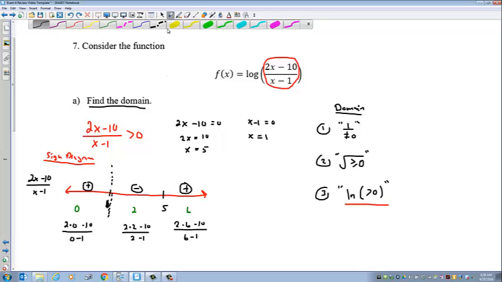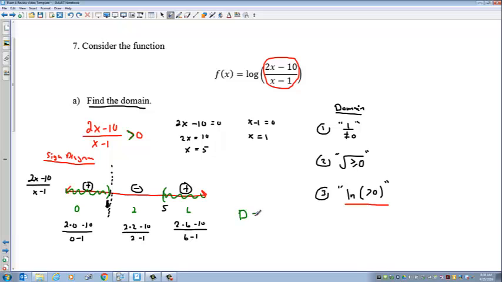So this tells me exactly what my domain will be. I want to make sure this is bigger than 0, so that's when you're positive. So it's all this stuff up to 1. Don't include 1, because when you plug in 1, you actually get it to be undefined. And then from 5, but don't include 5, because you plug in 5, that's actually 0. But everything to the right then. And so my domain D would equal negative infinity to 1 union 5 to infinity. And that's my answer for that part.